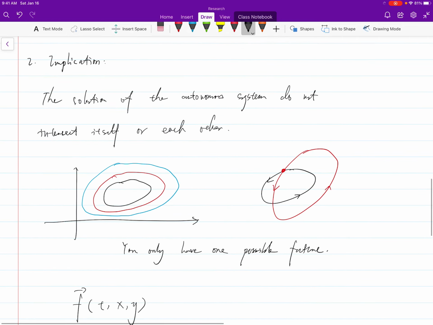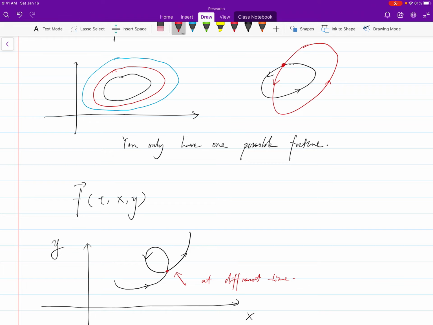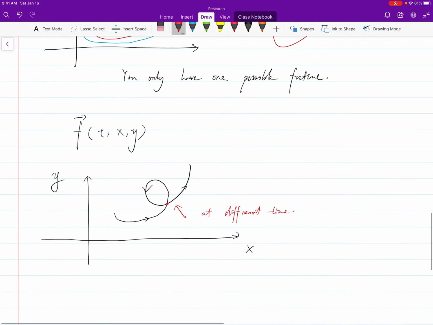Okay, so the implication of existence and uniqueness of solutions only works for autonomous systems. They don't intersect each other. But if you have a t involved, you can intersect yourself at a different time. All right, that will be what we have for 2.6.